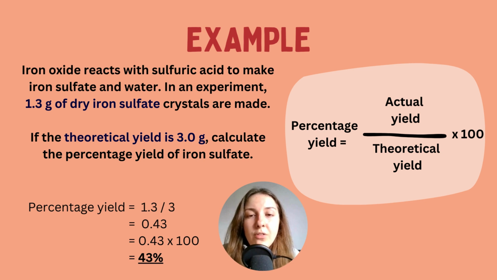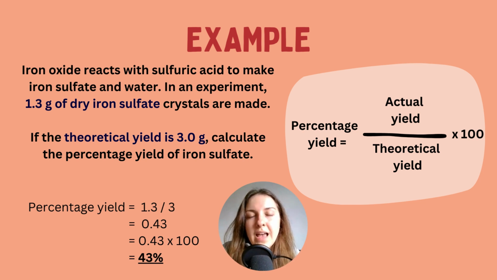But anyway, so those react together, they produce iron sulfate and water. In the experiment, only 1.3 grams of dry iron sulfate crystals are made. That's quite a low yield. Initially, I would say that looks quite low, but it depends. It depends what the theoretical yield is. So if the theoretical yield is 3.1 grams, calculate the percentage yield of iron sulfate.